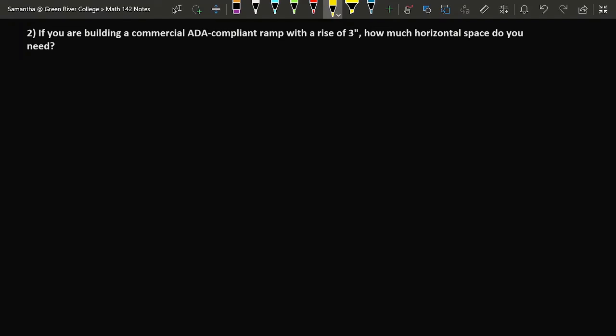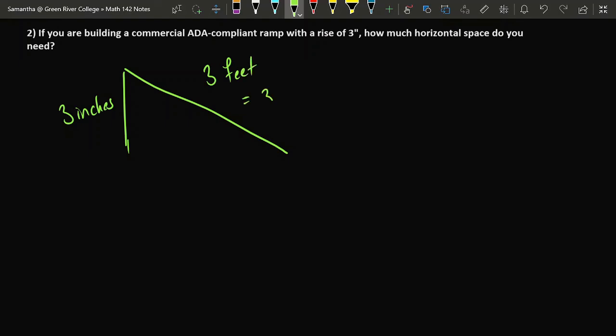Let's answer another question in this same setting. Supposing that we are building a commercial ADA compliant ramp and we need the ramp to cause us to rise by 3 inches. Now the data in the law says that corresponding to that, the hypotenuse of the ramp has to be 12 times larger, has to be 3 feet, aka 36 inches.